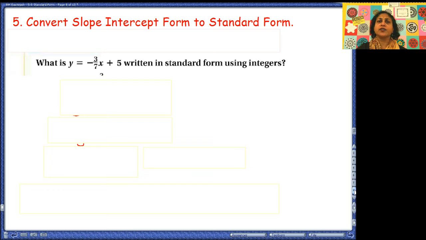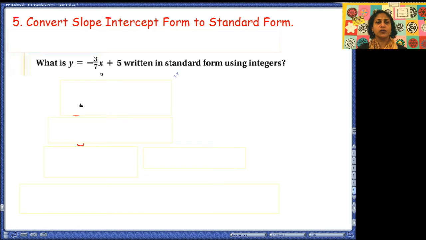How to convert the slope-intercept form to standard form. So this is the slope-intercept form, and we want to convert it to standard form. The goal is to get the x and the y to the left side of the equation and make sure that the x coefficient is a positive integer.